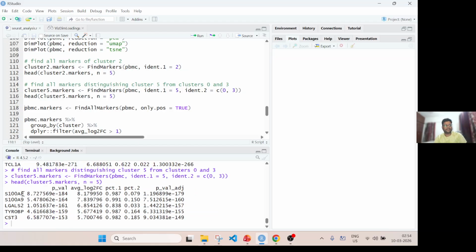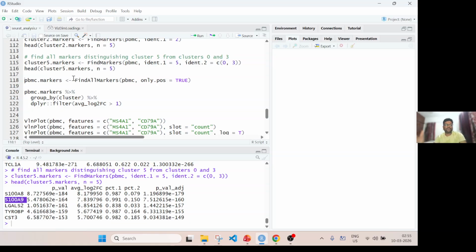Just as an example, for this gene in cluster 5 the expression was 0.98, so in 98% of cells it is expressed. In the second group, clusters 0 and 3, it was less expressed. That's why you see the difference, and the fold change was around 8, so this is very important. The adjusted p-value is e to the power, meaning 10 to the power minus 178, so it is highly significant. So these are definitely markers for cluster 5 genes.